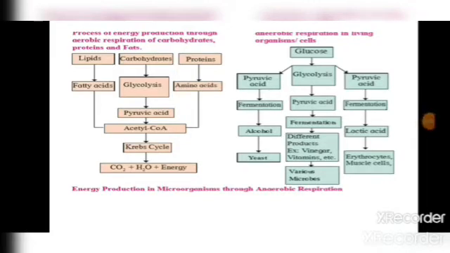Now let us go through the energy production in microorganisms through anaerobic respiration. Some bacteria and lower organisms do not live in the presence of oxygen. They perform anaerobic respiration for energy production. Anaerobic respiration has two steps: glycolysis and fermentation.